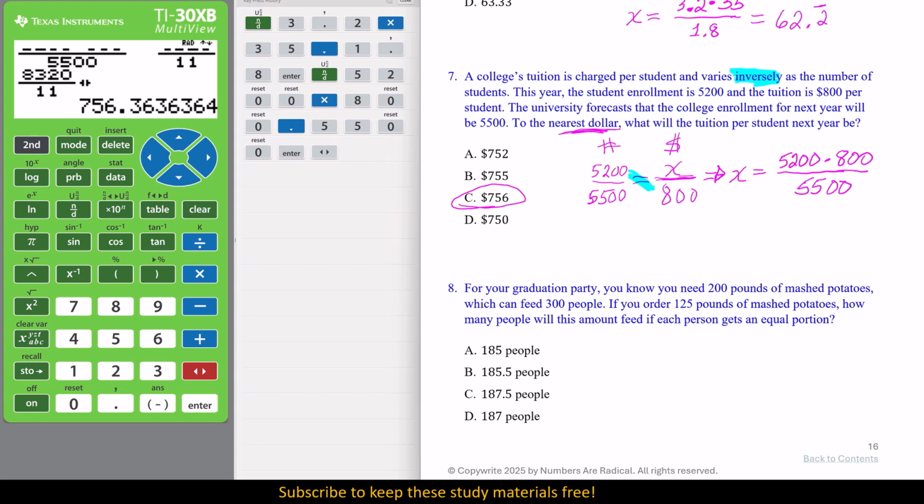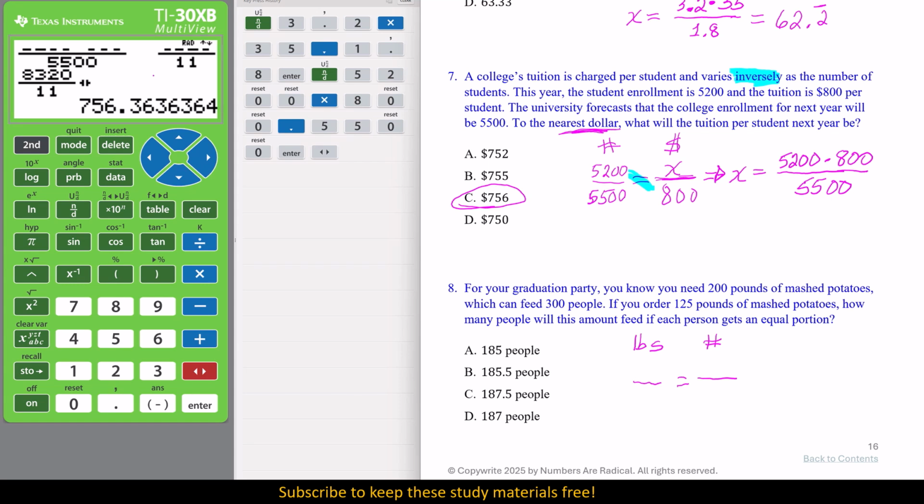For your graduation party, you know that you need 200 pounds of mashed potatoes, which can feed 300 people. If you order 125 pounds of mashed potatoes, how many people will this amount feed if each person needs an equal portion? Oh, goodness. Okay. All right. Well, let's look. We're talking about pounds, which I'm going to use LBS. Pounds of mashed potatoes. And then I'm going to say the number of people.